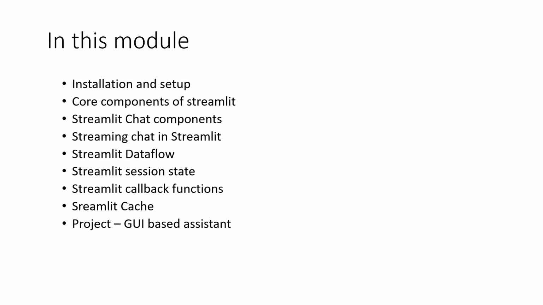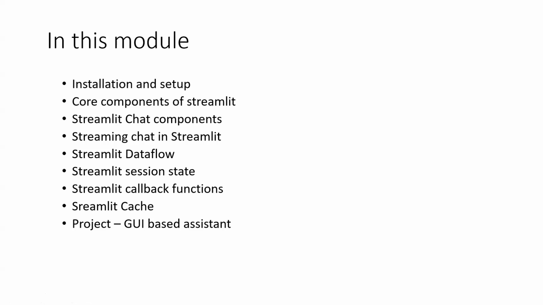Basic data flow means how the execution of the script happens, and within that execution there are some issues. Those issues will be tackled with the help of session state. In the last exercise we used a Python list, but now we will use Streamlit session state to save our variables and things like that. And Streamlit callback functions, and there is something called Streamlit cache, and then we will build one project.